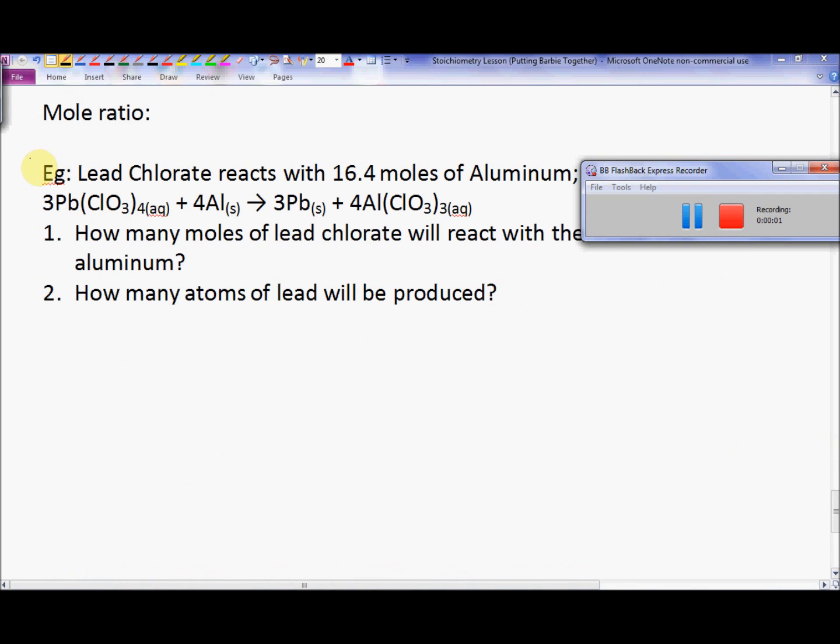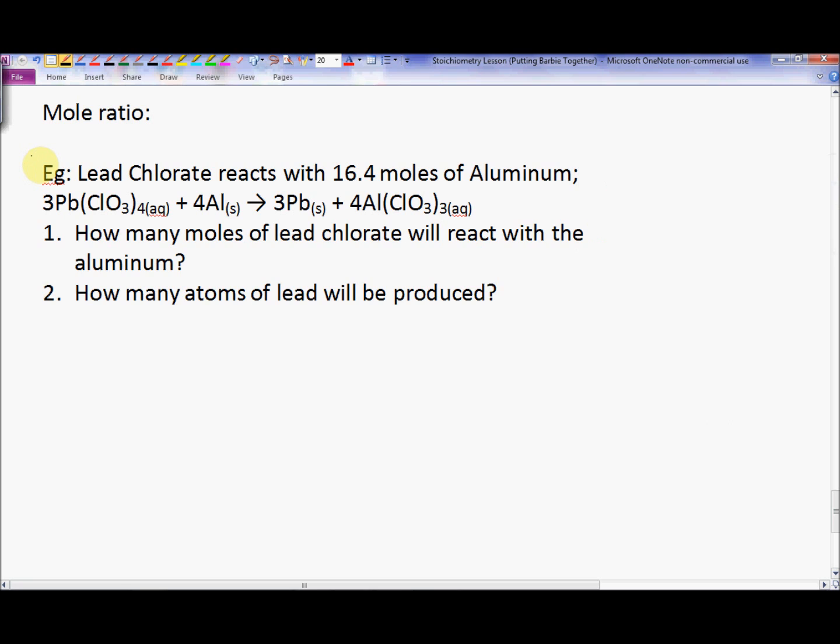Okay, so we're going to use the mole ratio in this next example here, where we've got lead chlorate reacting with 16.4 moles of aluminum, according to this equation shown here. And the first question that's being asked of us is how many moles of lead chlorate will react with the 16.4 moles of aluminum. Okay, so we can go ahead and try to figure that out.